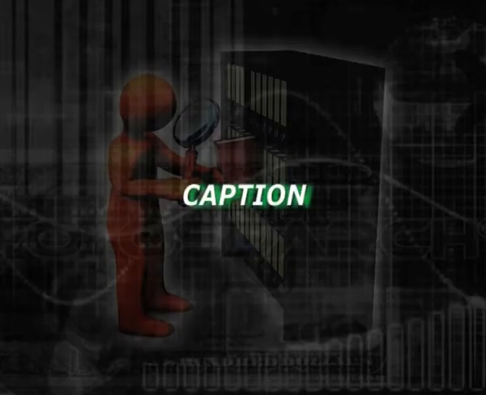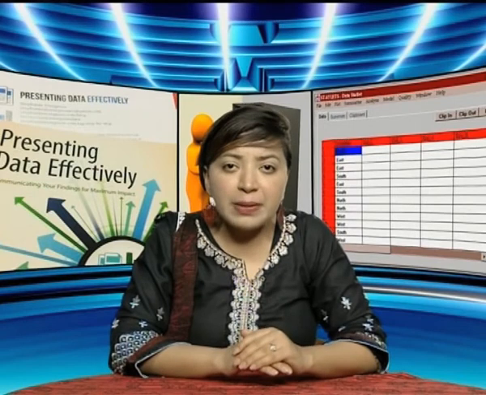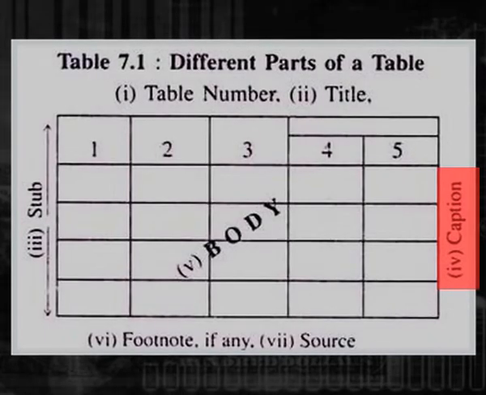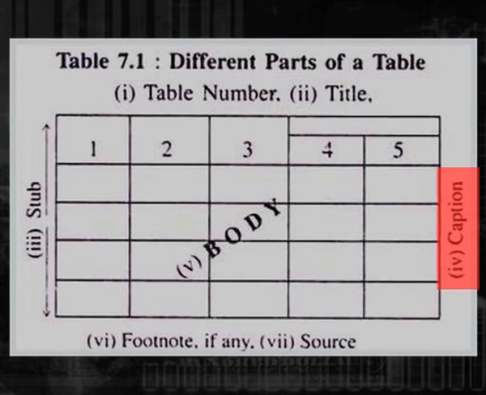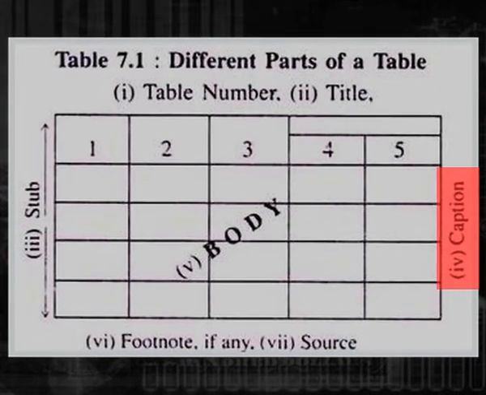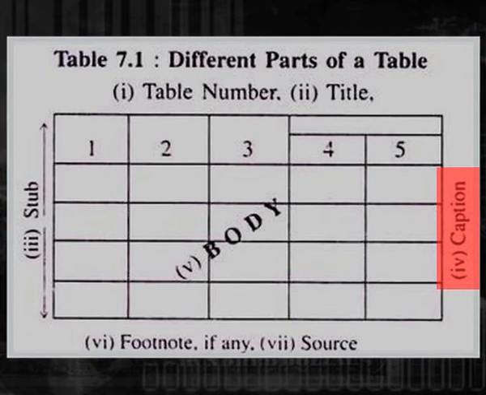Third one, caption. It refers to the column headings. It explains what the column represents. It may consist of one or more column headings. Under a column heading, there may be subheads. The caption should be clearly defined and placed at the middle of the column.